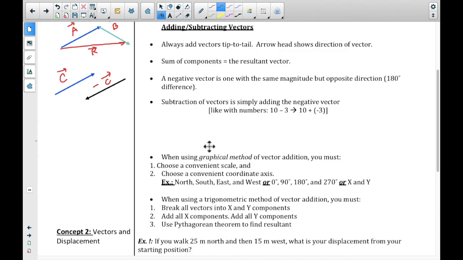So one way that we typically use to help us add and subtract vectors is by using what's called a graphical method. In other words, putting these on a graph, on a coordinate grid, so that we can add and subtract them a little bit easier. And so when you do that, you need to choose a convenient scale and choose convenient coordinate axes. The scale is just, when it says convenient, if we're talking about miles, then let's make it miles. If we're talking about inches, let's make it inches. And then whatever axes you want to use, north, south, east, west, or 0, 90, 180, 270, or x and y, or whatever makes sense in your situation.